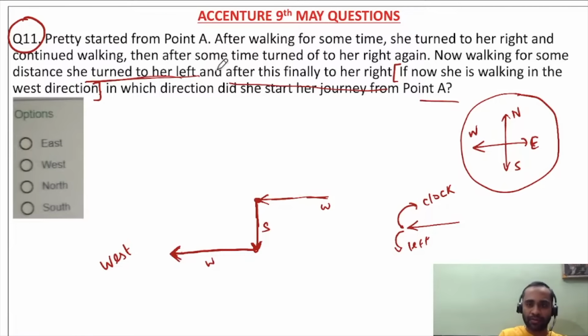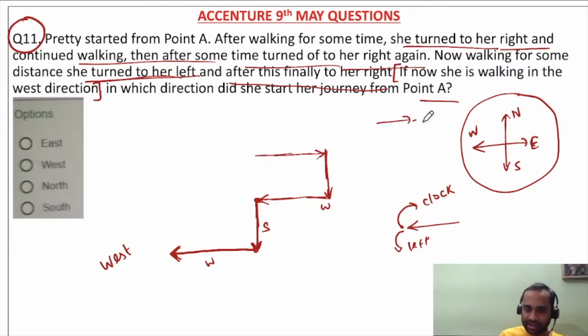Now again go back, and sometime she had turned right again. Now here, if you want to tell right, right means definitely it will be south, then only right will be in this direction. This is also done. So she turned to her right and continued walking. So definitely she will be in this direction, and then only right will be clockwise. So basically at point A she was in east direction, then took a right, then took another right, then left, and then right, and now finally she is in the west direction.